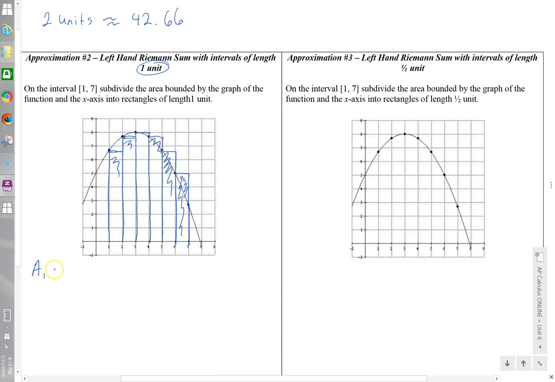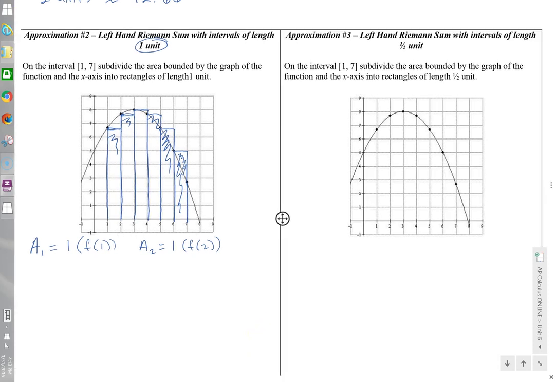The area of the first one is going to be equal to 1, because the width is 1, times the function at 1, and so on and so on. Area of 2 is equal to 1 times f of 2. I'm going to let you work that out. We're going to get all 7. Actually, I said 7 twice, but there really are only 6, because we're not starting at 0, we're starting at 1. So here's 1, 2, 3, 4, 5, 6 rectangles. All right, go for it.